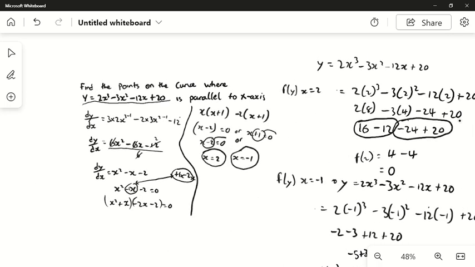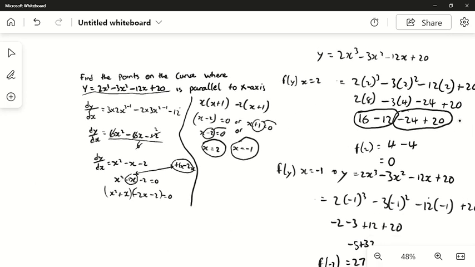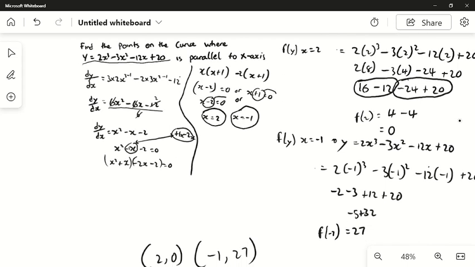Going back, they say find the point on the curve where y is parallel to the x axis. So these are the points where the curve is parallel to the x axis.